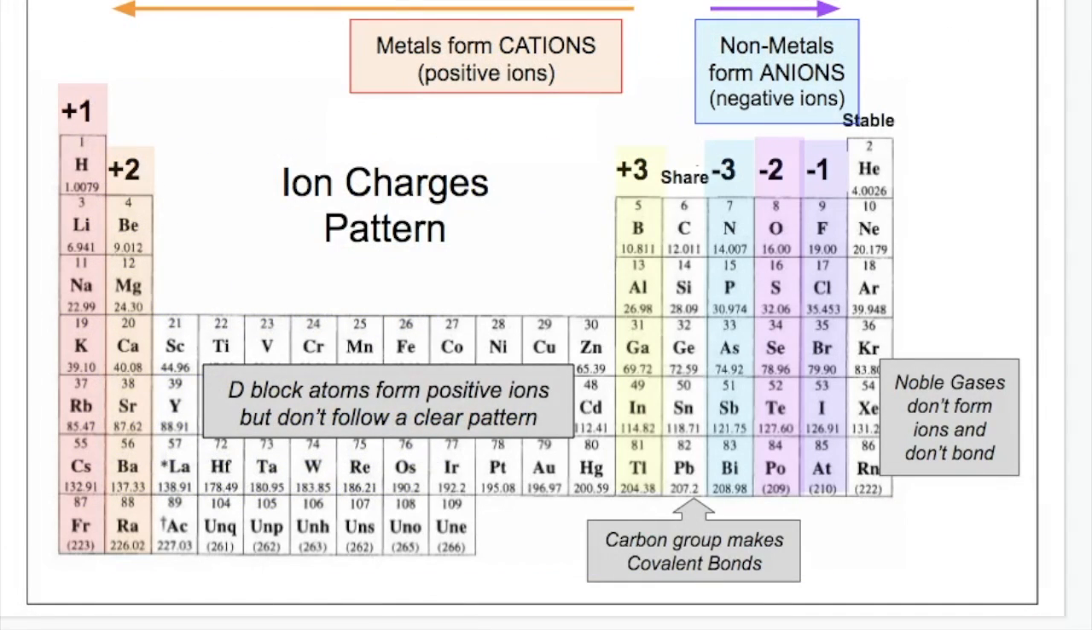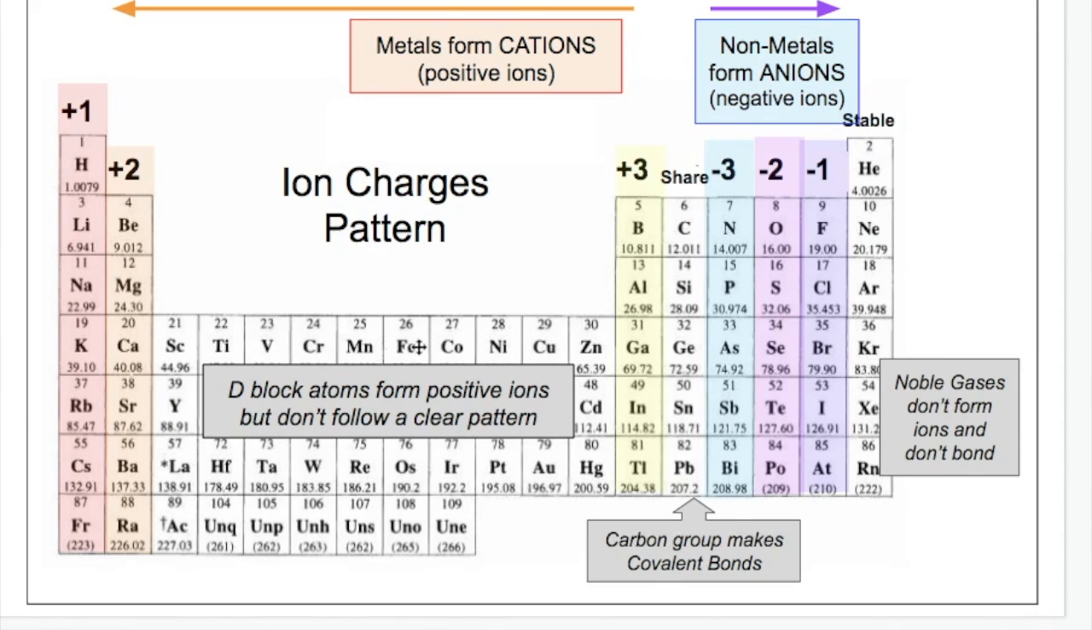In the last lesson, you learned that atoms will gain or lose electrons in order to become stable, and when they do that, they become an ion with a charge. And this periodic table shows us the pattern that's formed because of the dot diagrams or the valence electron pattern that atoms have. So all of the atoms in group 1 will form a +1 ion, group 2 +2.